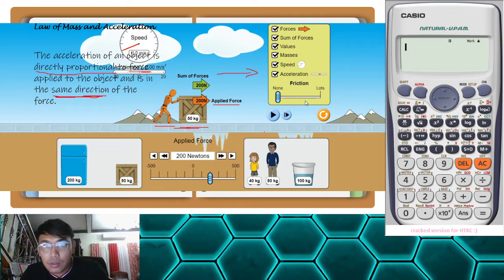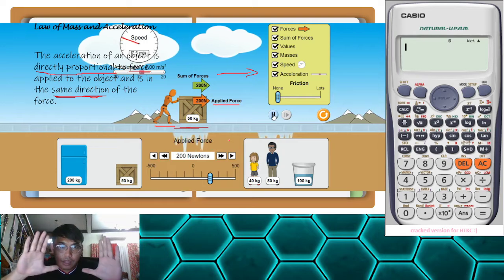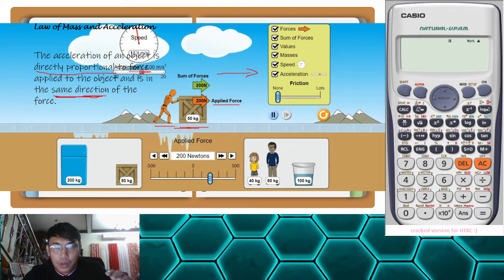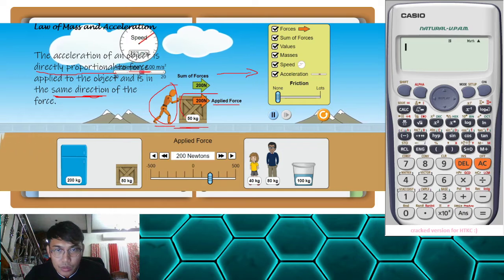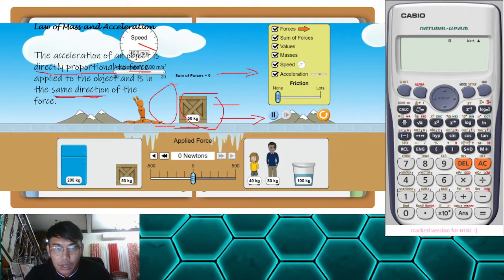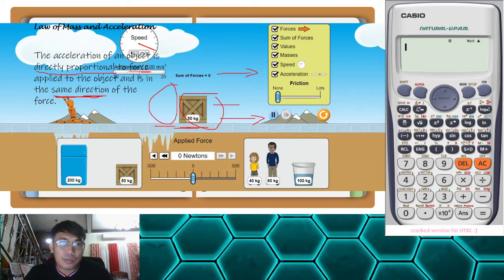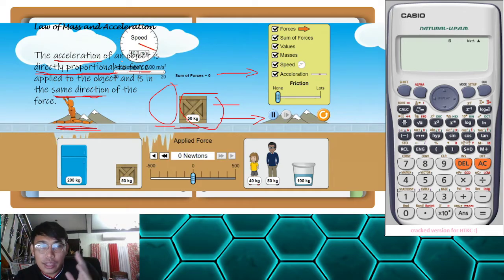Let's play it once again. Yes, guys, look at this one. The person and the object are all going to the right. Okay? Napasplit pa si Koya. But all in all, as you can see, the acceleration of the object is directly proportional to the force applied to the object and in the same direction.